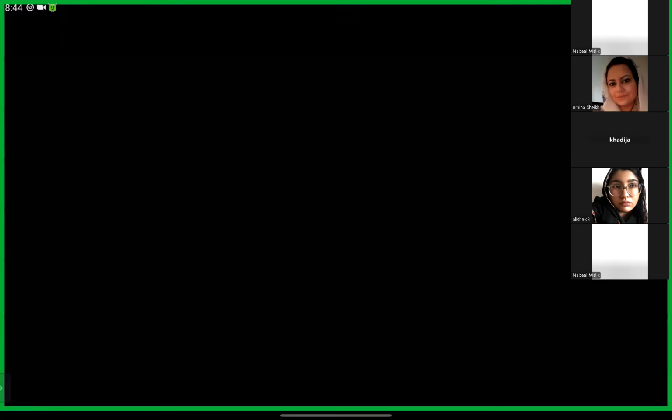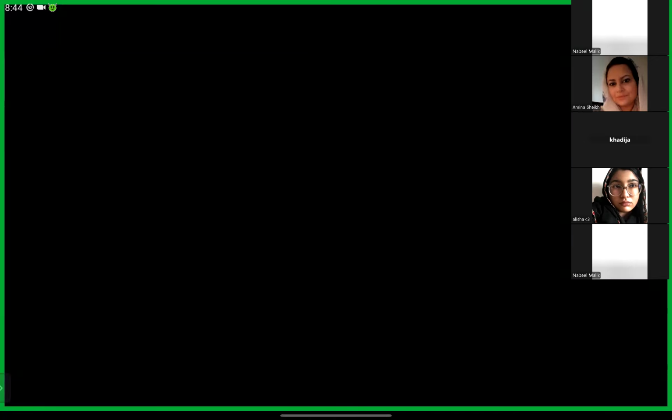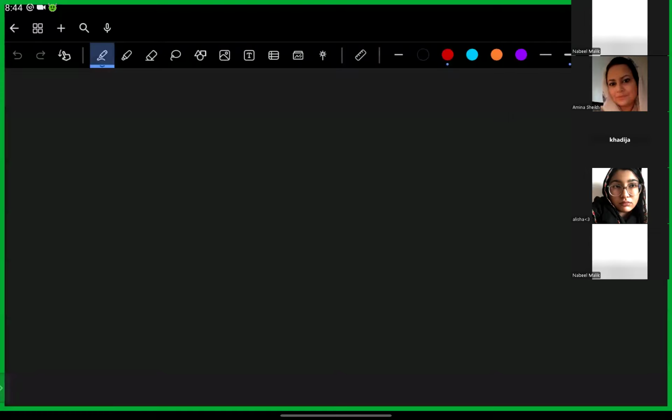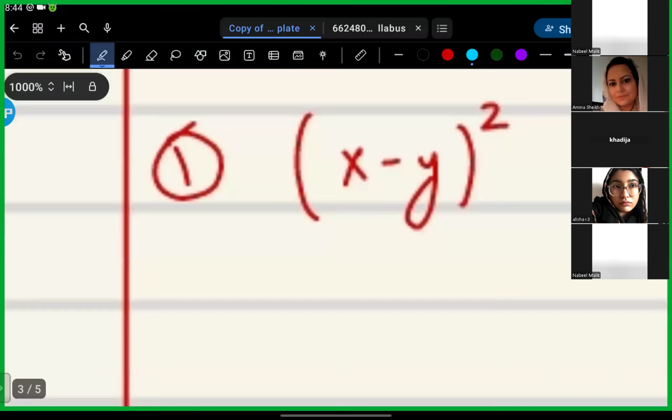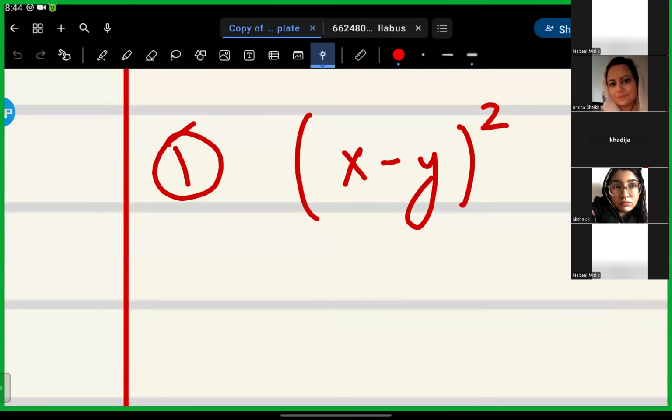So what I was saying, I've got some exercises set up for you guys. You may answer them in the chat, and I'm solving them with you. So the first one is, what is (x minus y) whole square?